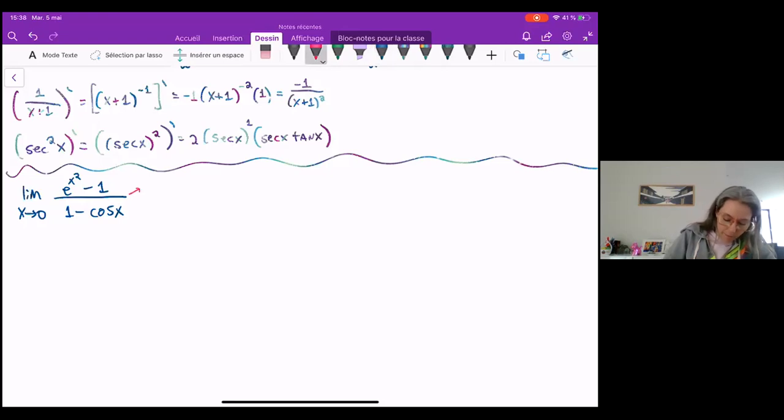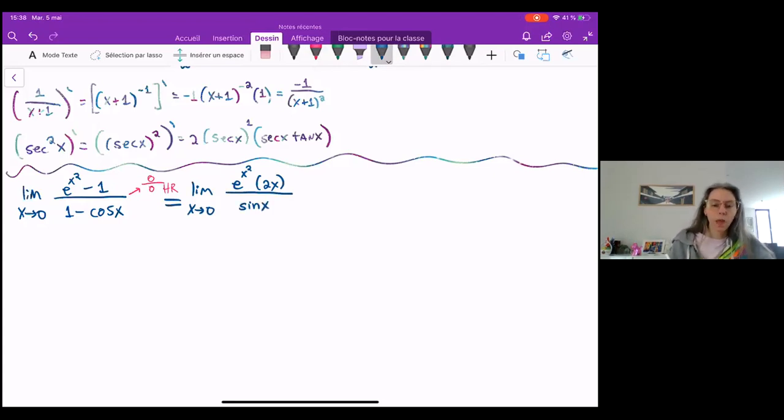e to the 0 is 1, minus 1, that's 0. 1 minus cosine of 0 is 1, so that's just 0 over 0. Let's apply L'Hopital's rule. So we'll have the limit as x approaches 0. We're going to need to do a chain rule here. So the chain rule tells me e to the x squared times 2x. Derivative of 1 is 0, so that's 0. Divided by the derivative of 1 minus cosine x, so that gives me a plus sine x. So that 2x on top is because that's the derivative of x squared.